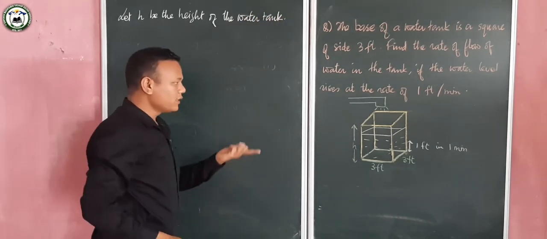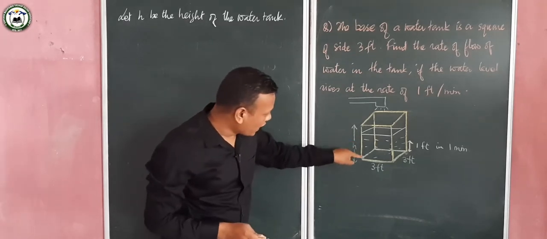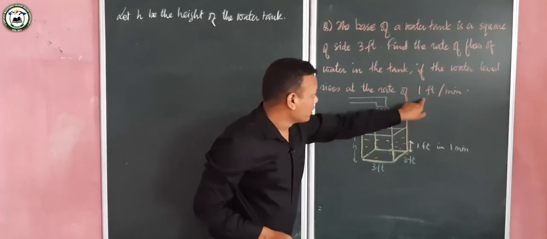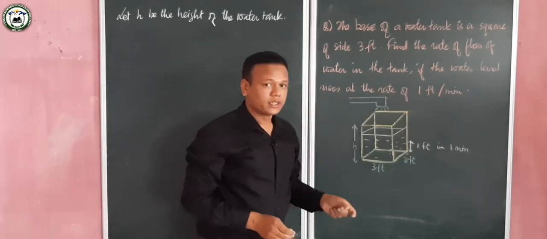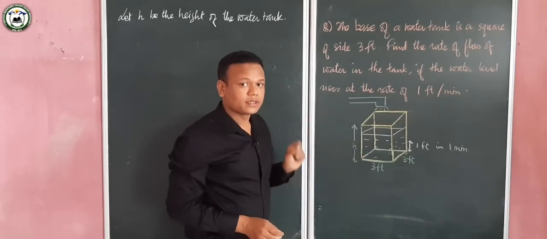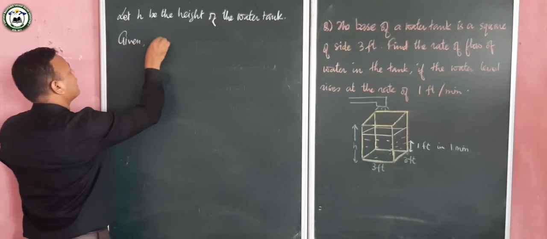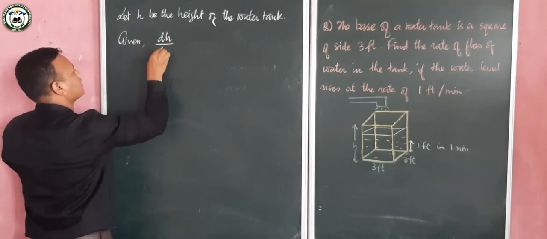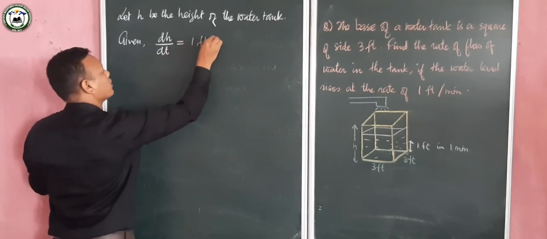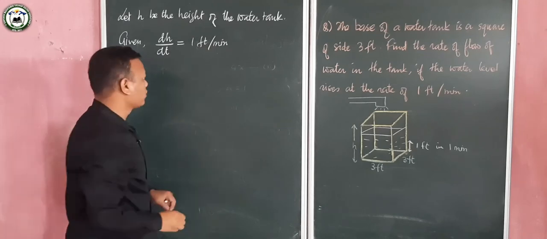Manchi water level increase hunu bhane pachi 1 minute ma water level increase hunu bhane pachi yo height increase hunu ho ki haina bhane pachi yo rate that is 1 feet per minute bhane pachi ke rhecha increase in height. Okay na, that is dh by dt is given to us. So increase in height with respect to time is given to be 1 feet per minute, right? So that's what is given to us.